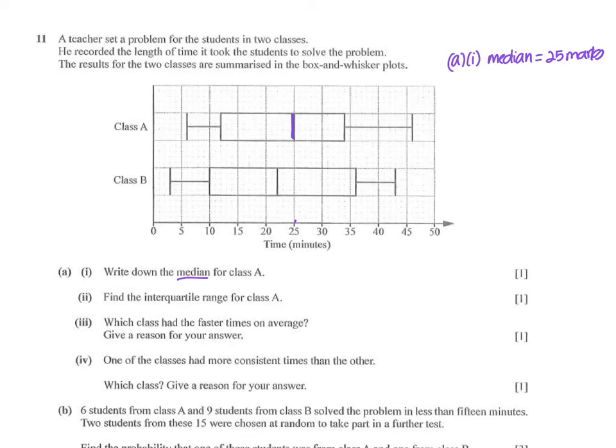Find the interquartile range for class A. So the interquartile range is the upper quartile, which is this number. That will be the number 34. Subtract the lower quartile, which is this number. This number is 12. And it gives us an interquartile range of 22 marks. This is all for class A.